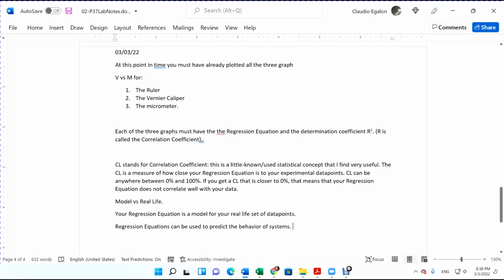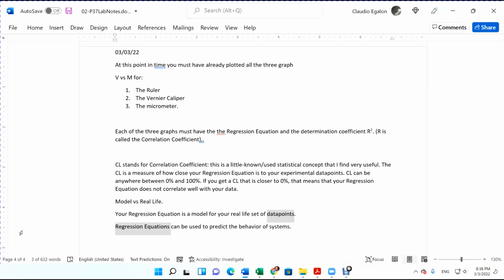The closer your regression equation is to your data points, the closer your CL will be to 100%. So here is your prediction, and here is your real life. Your predictions don't always end up close to your real life. But in those experiments that you're going to perform, they're going to be pretty close because those experiments work pretty well, unless, of course, you don't have good data.